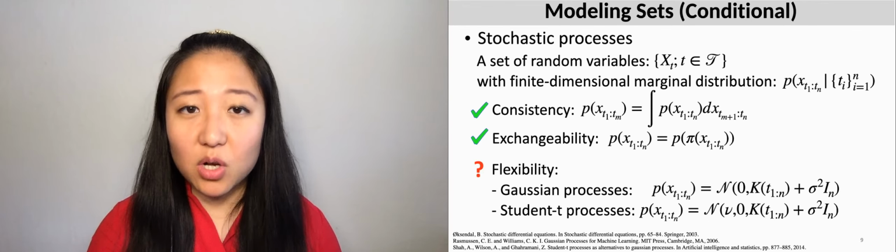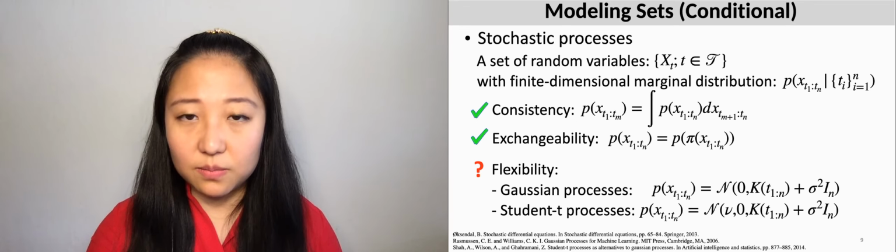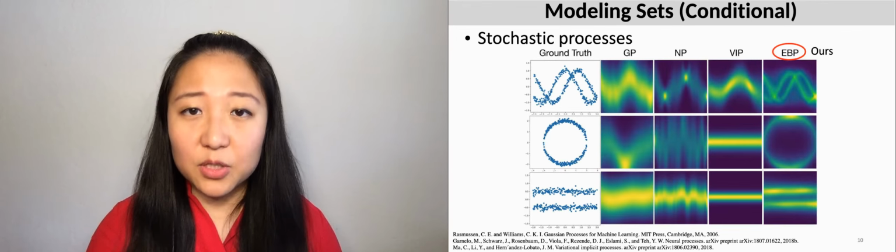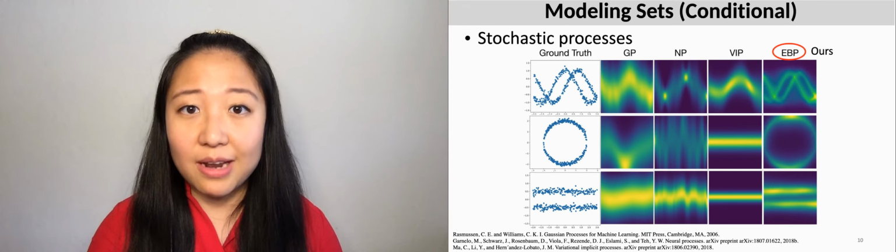However, stochastic processes still restrict the likelihood to some simple known distributions, such as Gaussian or student t, which limits their modeling flexibility as well. In particular, if there are multiple modes in the data, such as the toy examples shown on the left column, Gaussian processes and their variants with neural network parameterization would fail because they could only capture a single mode, whereas our proposed approach is capable of capturing the multimodality in the data. So let's look at our model.